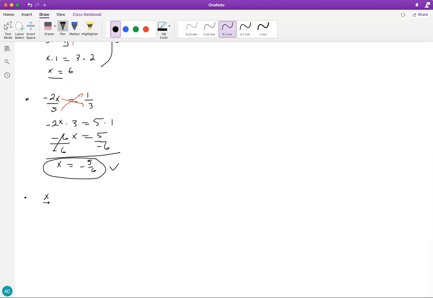Now, what happens if you have multiple fractions? If you have x over 5 plus 2/3, for example, and maybe 1/5. So you have multiple fractions here, not just one or two, so we cannot cross multiply. So what do you think we do here to solve this equation?